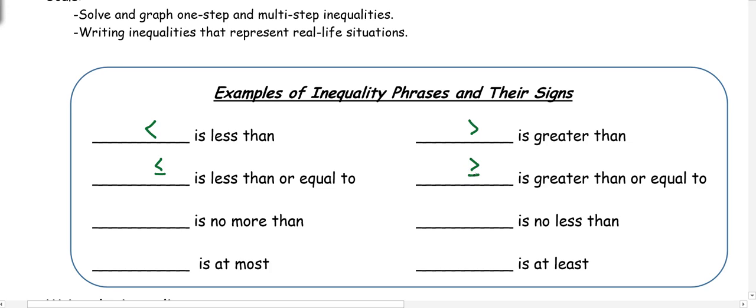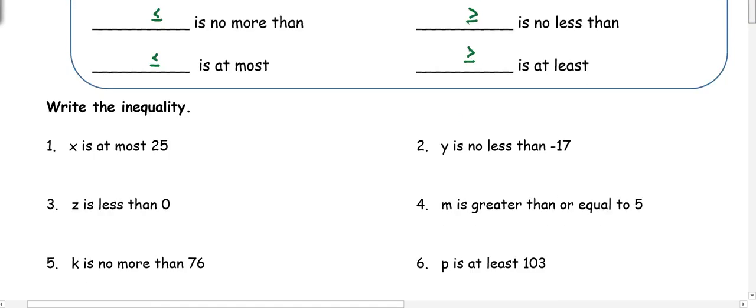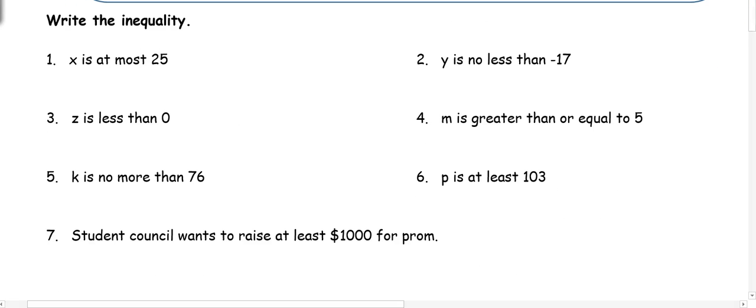There are two more synonyms for less than or equal to: no more than, and at most are also synonyms for less than or equal to. We also have two synonyms for greater than or equal to, which are no less than and at least. So we're going to use these phrases to look at sentences and write an inequality to represent them. First we're going to start out with just the variable.